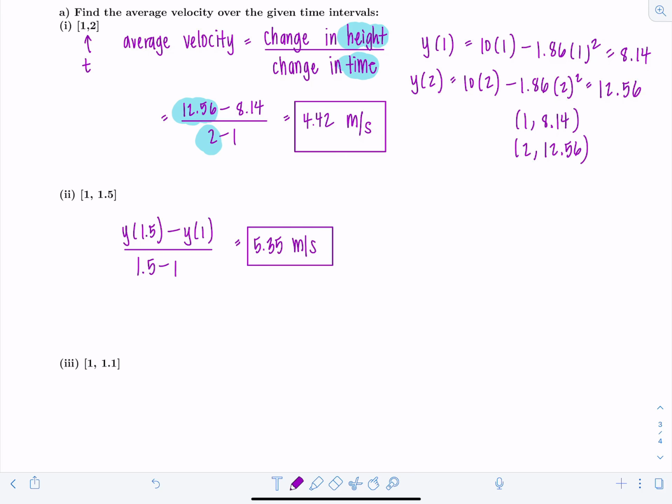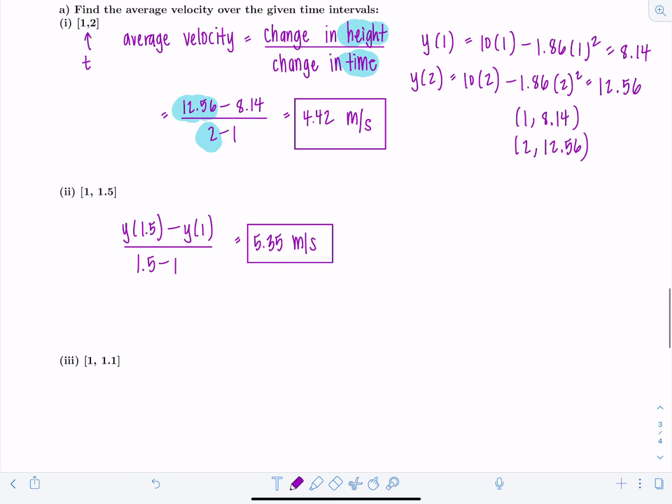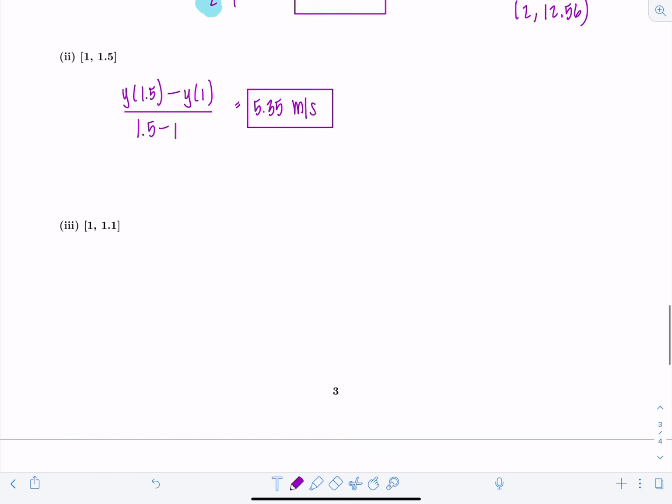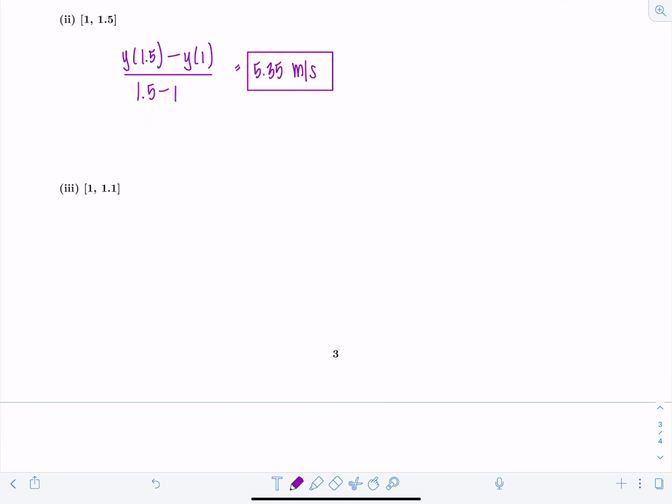Okay, look at part 3. Now we're making the interval even smaller. Look at the first one went from 1 to 2, then 1 to 1.5. Now we're only going to go from 1 to 1.1. Very short little interval, very small change in time. So to get the average velocity on this interval, we would take y of 1.1, the height at 1.1 seconds, minus y of 1 divided by 1.1 minus 1. And this comes out to 6.094 meters per second.